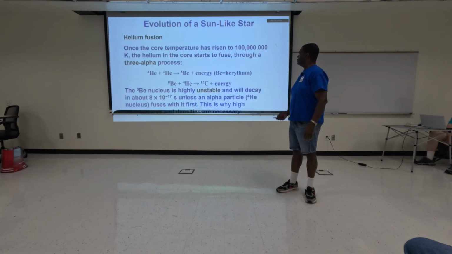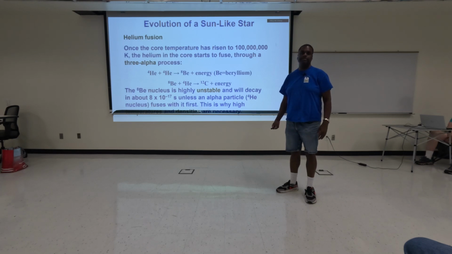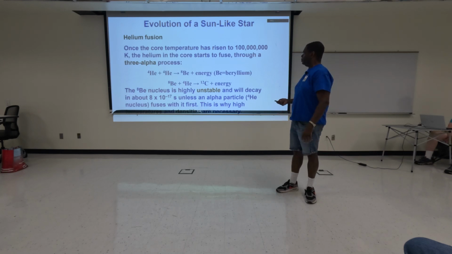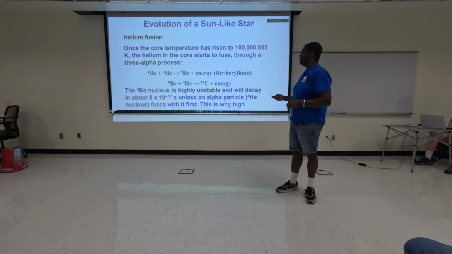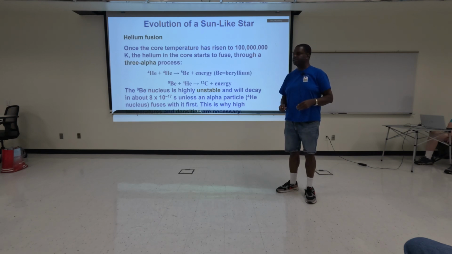Now, once the temperature rises to 100 million Kelvin, you can burn helium. So that's why the sun can't burn helium right now. It's just not hot enough inside. Now, burning helium takes this process right here, but this is not normal beryllium. The stable beryllium is beryllium-9. If you look at the periodic table, you see that the atomic mass of beryllium is 9. But this process makes beryllium-8, which will last 8 times 10 to the minus 17th seconds, unless this happens before that time. And that's why you need these high temperatures.